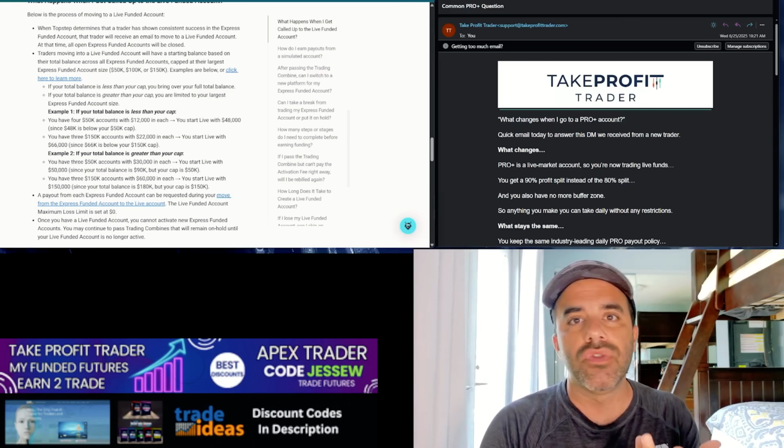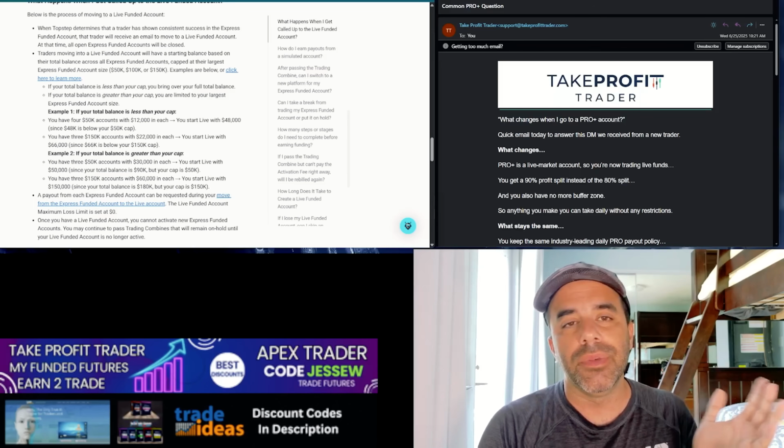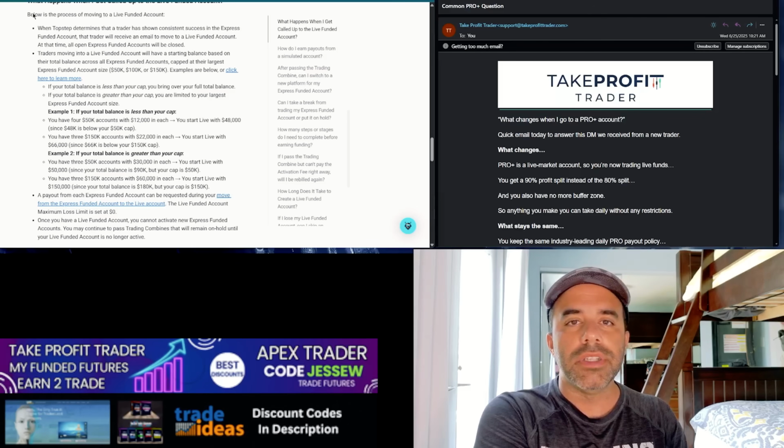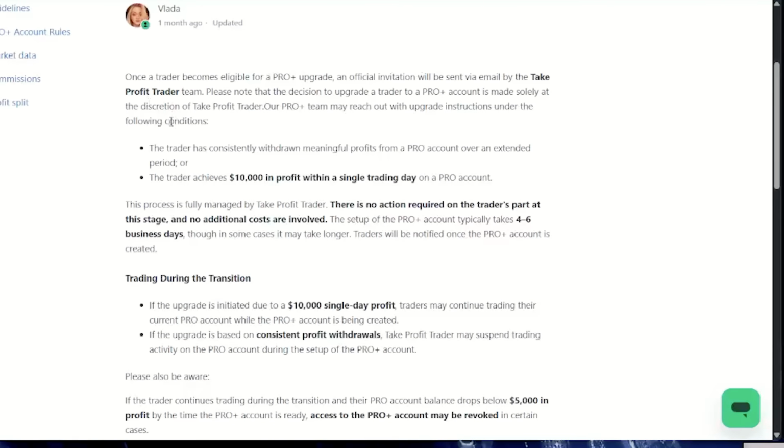So if you have a balance of 200K, but your account is a 150K XFA that you have bought, then you're just going to get 150K, which is a crap ton of money. Anyways, with TakeProfit Trader, it is a little bit different. Let me show you. Here's TakeProfit Trader, and it will work in the following way.